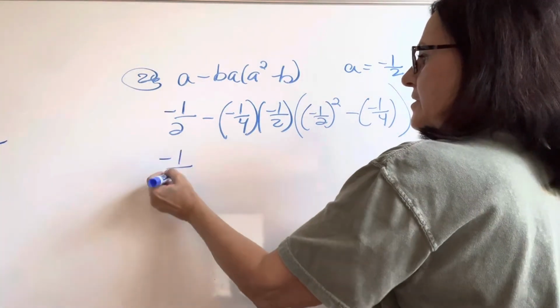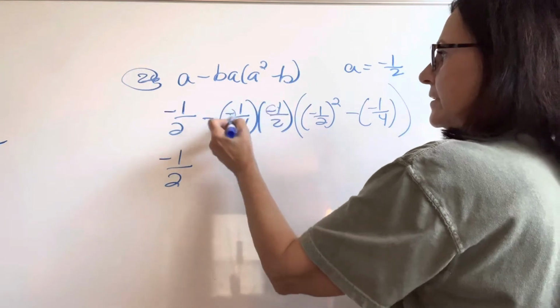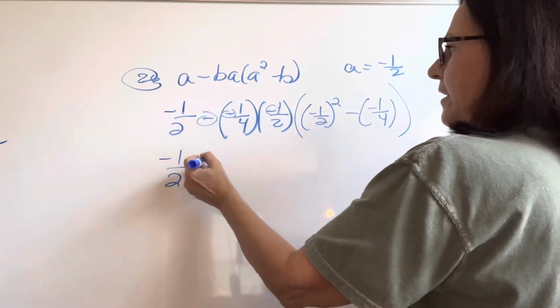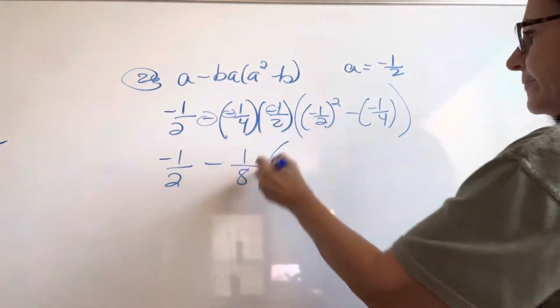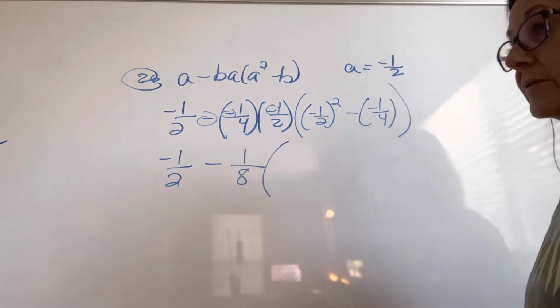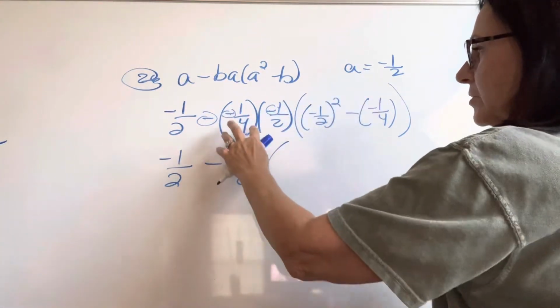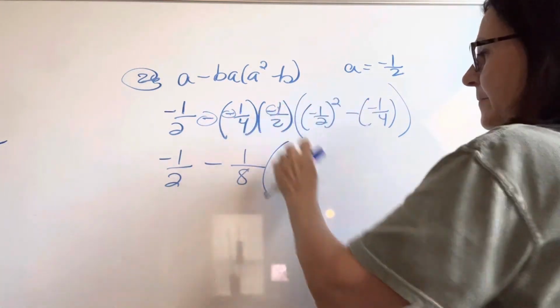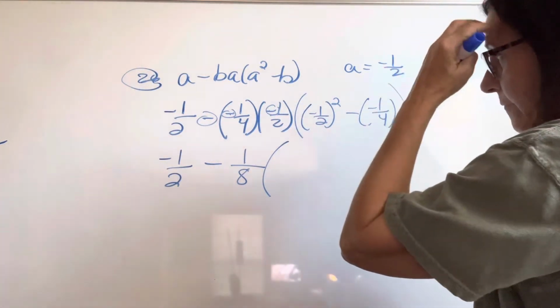So the first term is just negative 1/2. Here I have 3 negatives. See, 1, 2, 3. So that's going to be negative. I can go ahead and multiply those. That's negative 1/8. Because I can multiply A times B times C. I can multiply A times C times B. Any of those orders based on the commutative property of multiplication.